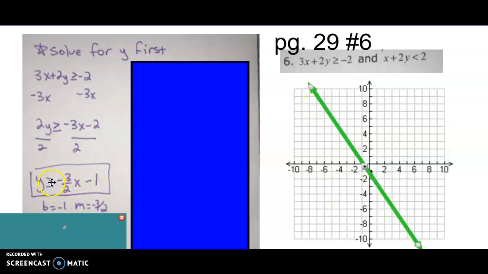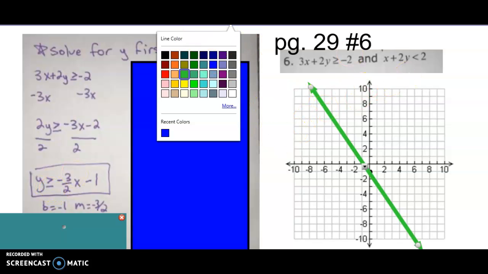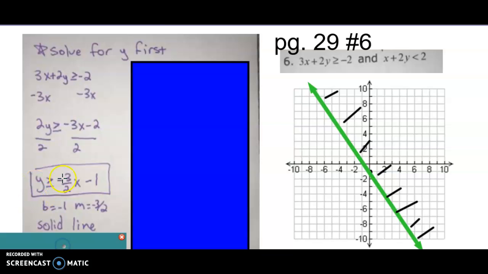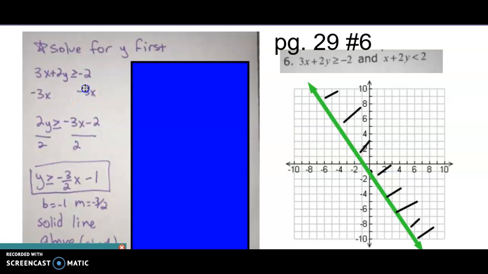Now notice, it's greater than or equal to, which means I'm going to shade above this line. So when we're graphing an inequality, we don't just have the solutions that are on the line, we have all the solutions that are above that line will satisfy the inequality. So I'm going to remind myself that I'm going to be shading above. But I'm not going to shade yet because I'm going to solve the other inequality first. So just a reminder, it's a solid line because it's greater than or equal to, and I'm going to shade above because it's greater than.